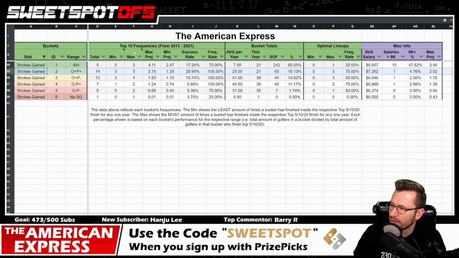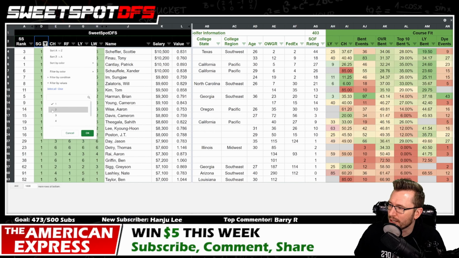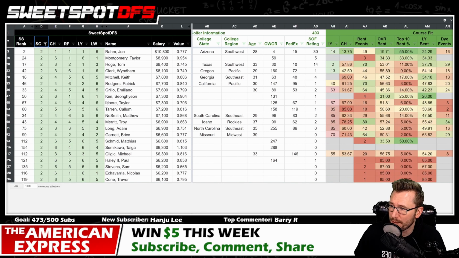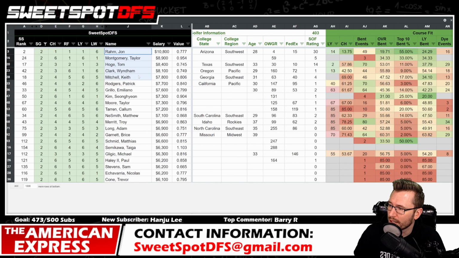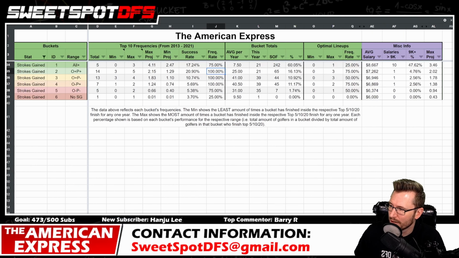Strokes gain 2. We're looking somewhere between 1 to 3 inside the top 10. Max projection sticks with that. 100% frequency rate. I already told you Jon Rahm is in this bucket, but I imagine we have a couple other good golfers in this bucket. Taylor Montgomery, Tom Hoge, $8,400 Tom Hoge, by the way. $8,100 Wyndham Clark, Keith Mitchell, Patrick Rodgers. Yeah. S.H. Kim. Probably all I want to talk about. Yeah. Great bucket here. 1 to 3.